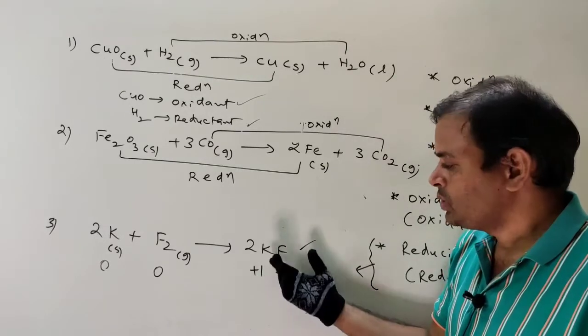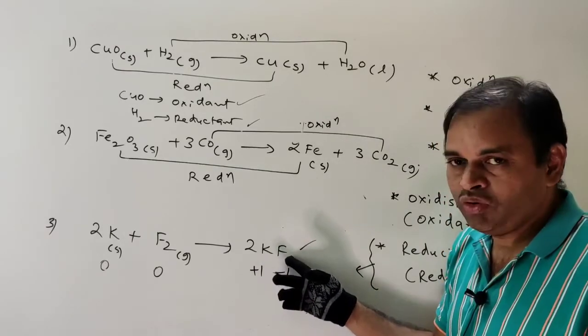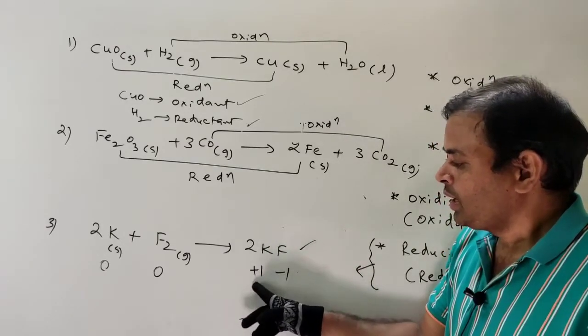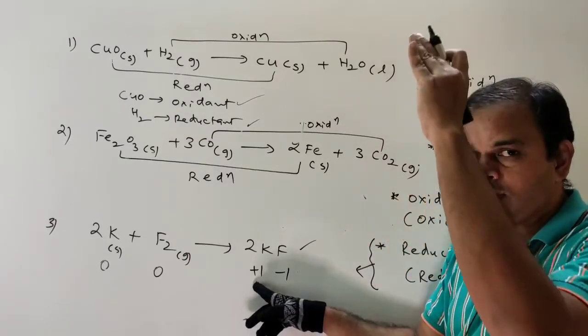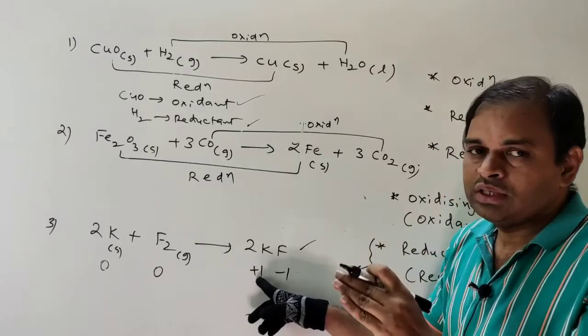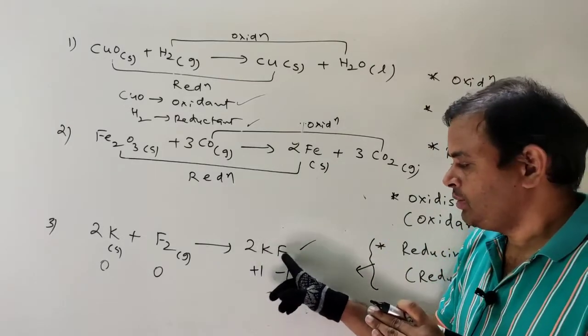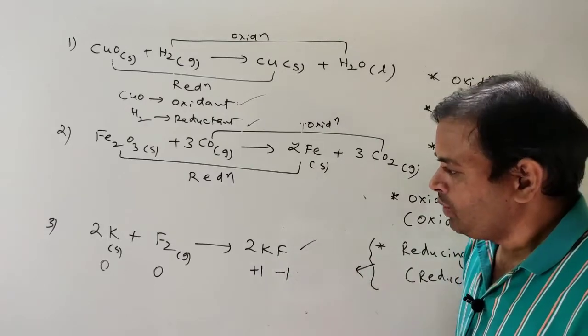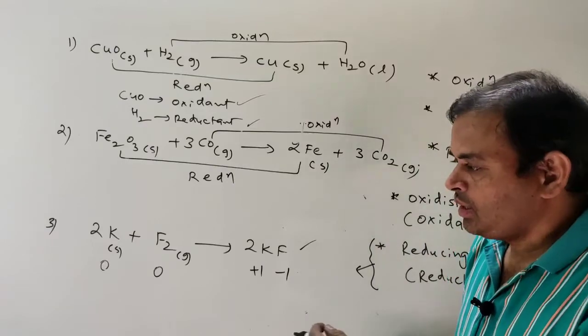In the compound form, K is not 0, it's +1, and F is -1. Why? Because here K is not in the free state. First A group elements have a +1 oxidation state, second A group elements have +2. As it is a first A group element, +1; fluorine, -1. Now, how can you define this oxidation and reduction, or redox reaction?